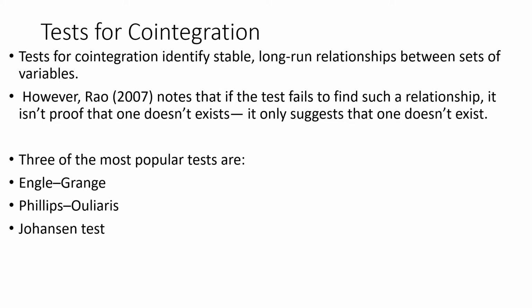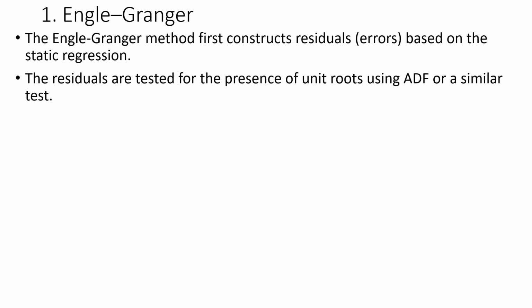Okay, we can see that mostly people use three different methods, that is the Engle-Granger test, Philips-Ouliaris test, and Johansen test. We will be discussing each of these tests in detail.